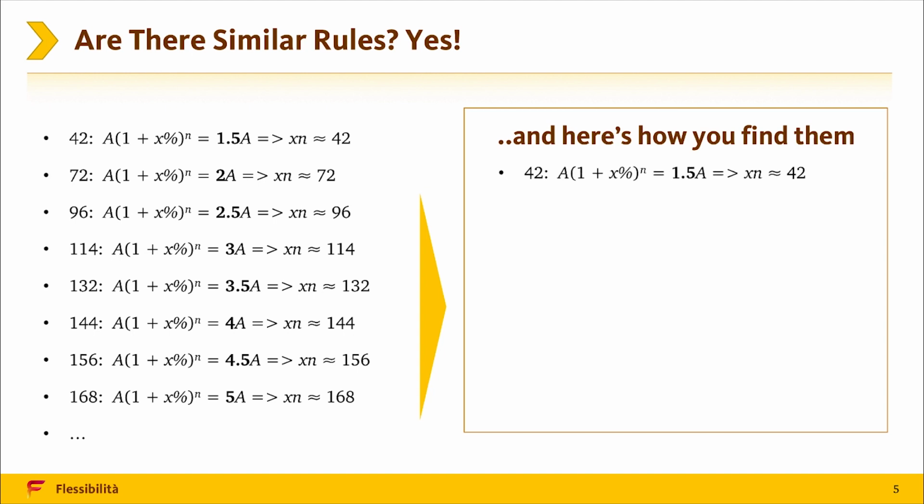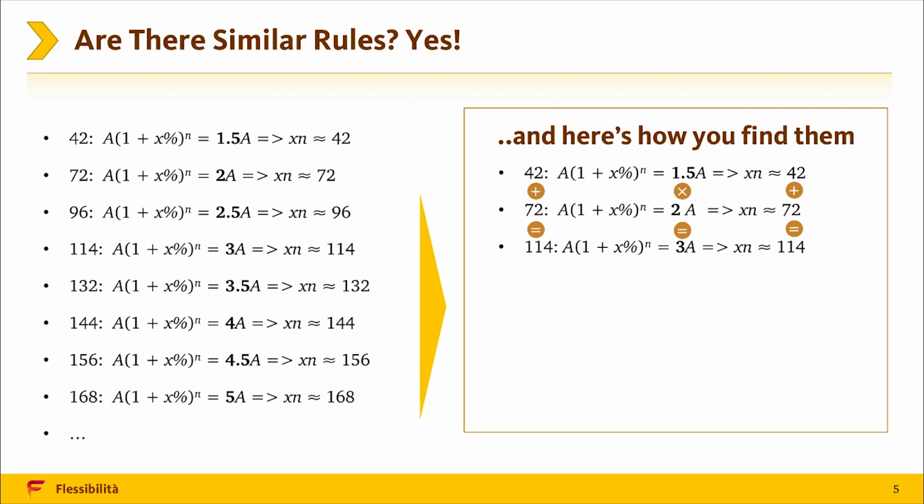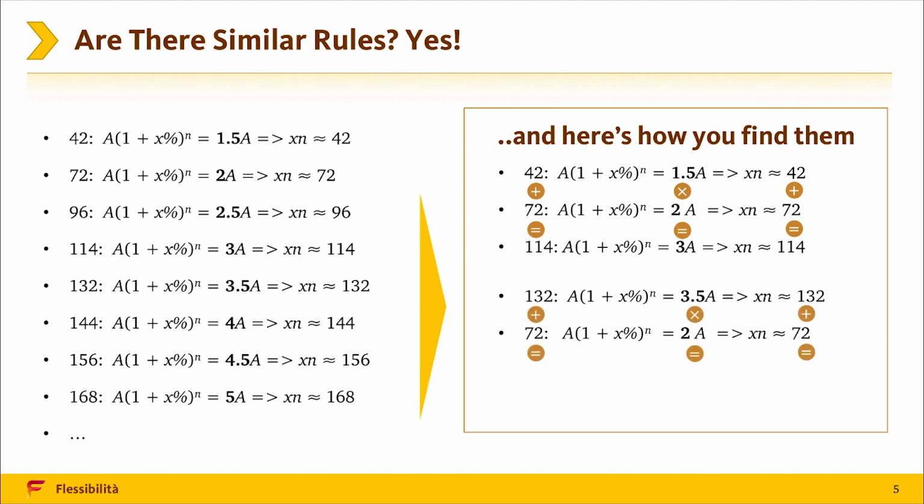For example, start with the rule of 42, multiplication by 1.5. Combine it with the rule of 72, multiplication by 2. In combining, we sum up the anchor numbers, which are 42 and 72, and take a product of the multipliers, 2 and 1.5. And we arrive at the rule of 114, multiplication by 3. We got 3 from multiplying 2 by 1.5 and 114 from summing up 42 and 72. Here's another example. Take the rule of 132, add the rule of 72, combine, and get the rule of 204, multiplying by 7.